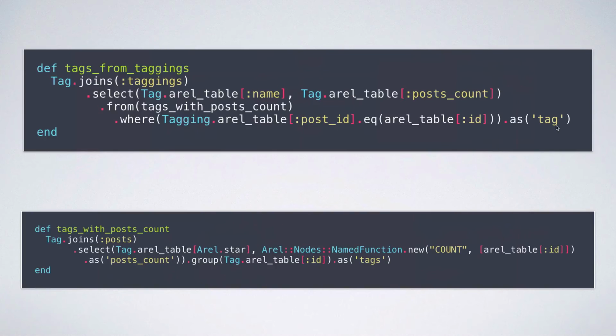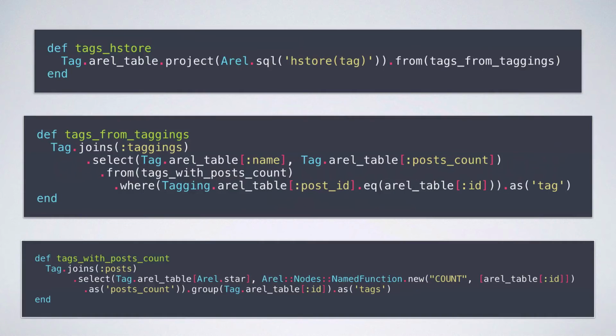So now the next step is we need to convert that tag into HStore. So we head over to the next query, right? So we're going to store the result as HStore. So here it is. Over here we have tags HStore, and all we're doing is a select here. Because we're doing tag.AREL table, we can't use a select. We don't have access to the select method anymore.